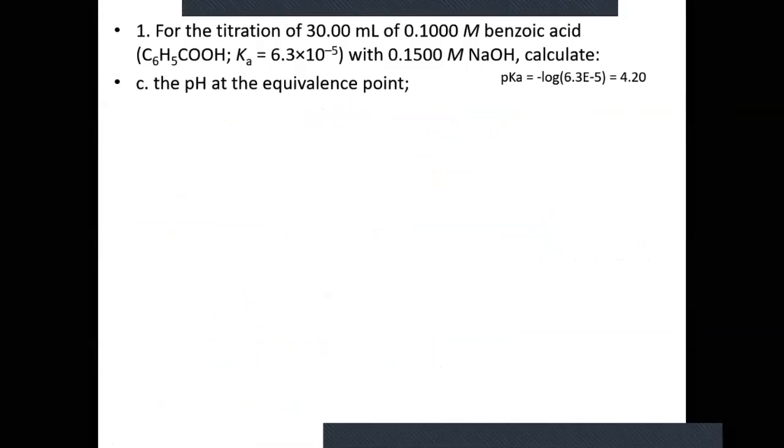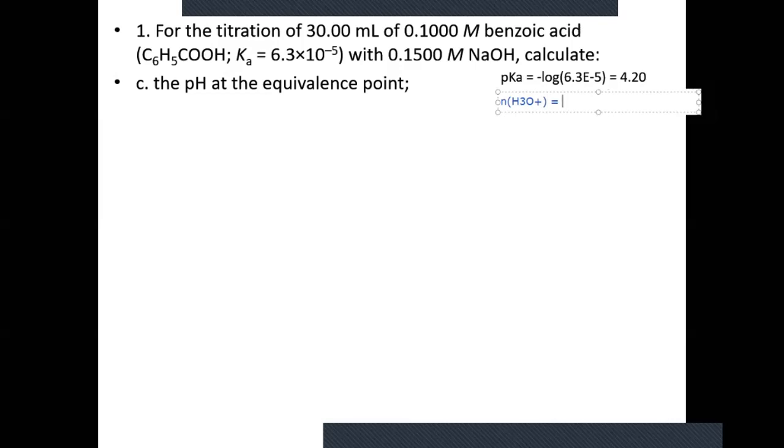So now we want to calculate the pH at the equivalence point. First we need to calculate the moles of acid and moles of base. And again, I do this the long way, but if you do it a short way, that's fine. I'm just doing it so everyone can see all the steps.